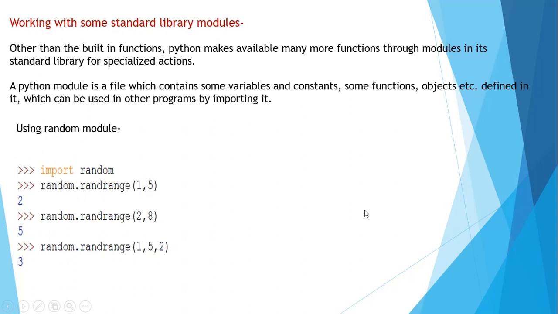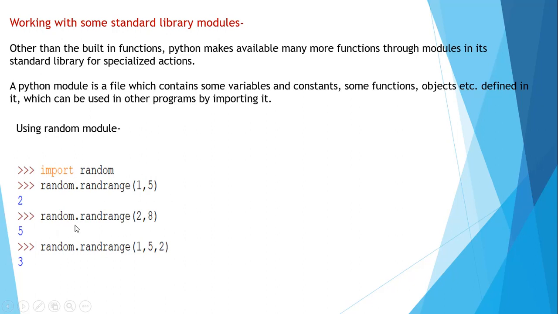Now see what this function is doing here. random.randrange(1, 5). Here we are starting the values from 1, and as you know the last value is not included, so it is going to give a random value among 1, 2, 3, and 4. As soon as we press enter, we get a value, that is 2. So it has created a random value between 1 and 4, and the output is 2.